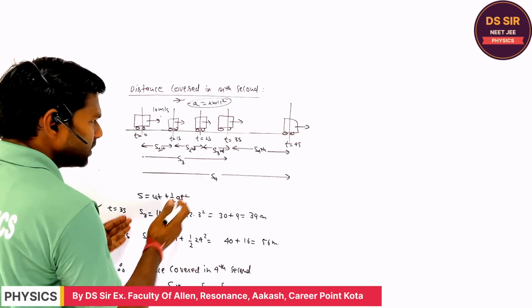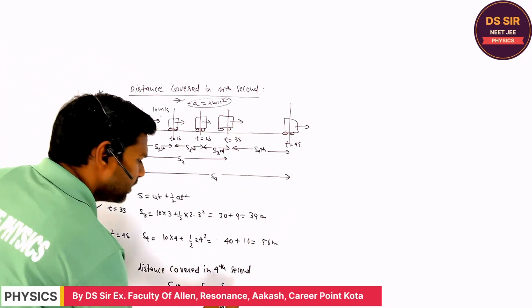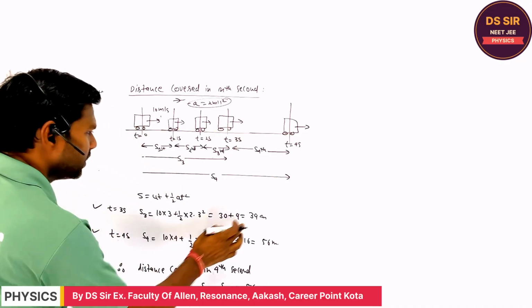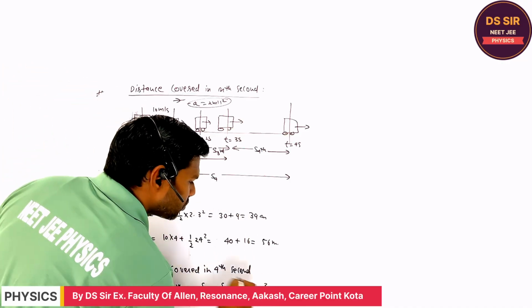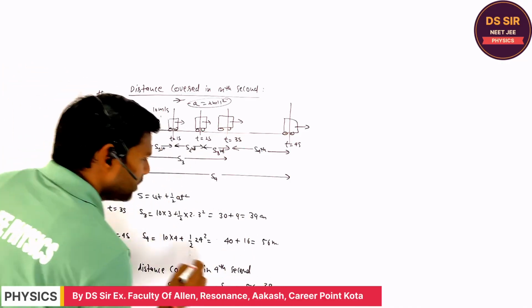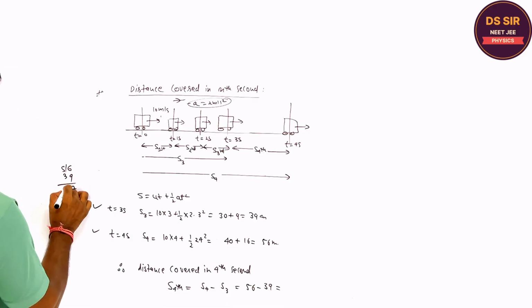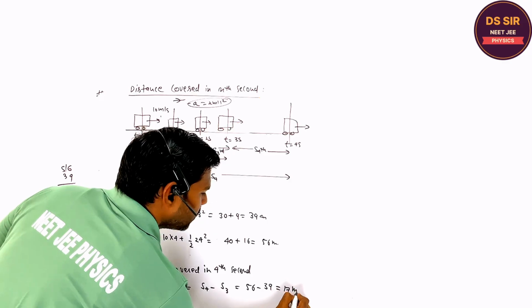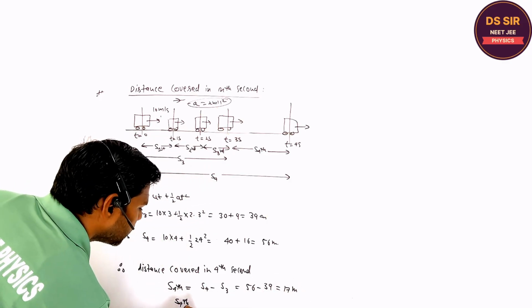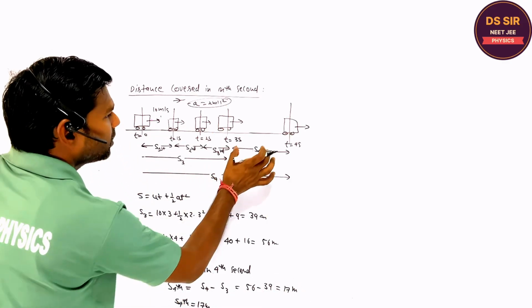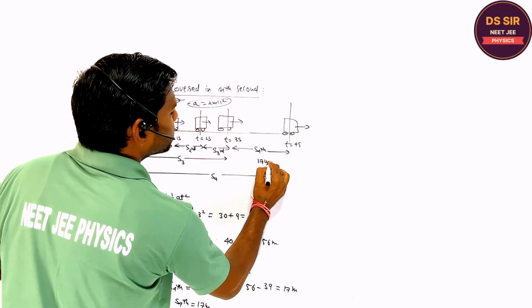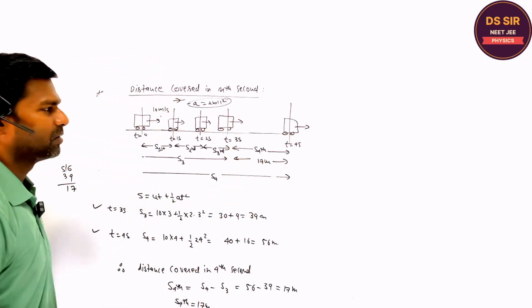Right. So what is the distance covered in fourth second? We have calculated. How much is it? 56. What is the distance covered in 3 second? 39. So 56 and 39. Right. 56 minus 39, this is the 17 meter. So S fourth is nothing but 17 meter. So this distance is what? Say 17 meter. Is it clear or not?